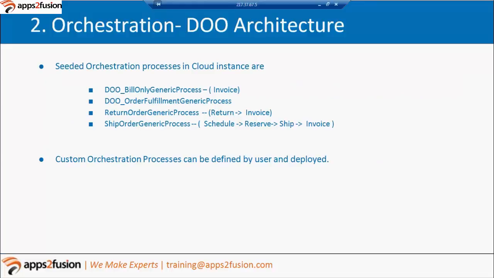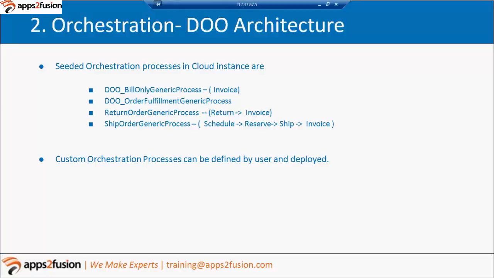Okay, so let's have a look at the list of seeded orchestration processes. We have 4 seeded orchestration processes as part of R12. One is the do underscore bill only generic process, which is used only for invoicing. It has only 2 steps: invoice and await invoicing. And next is the do order fulfill generic process. This is the new process that is from R11, I guess.